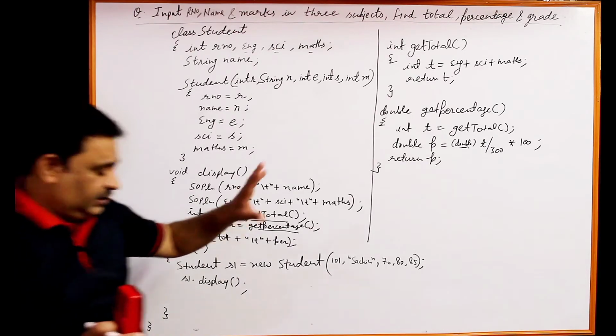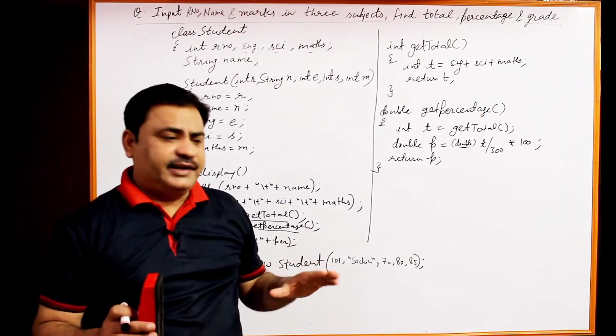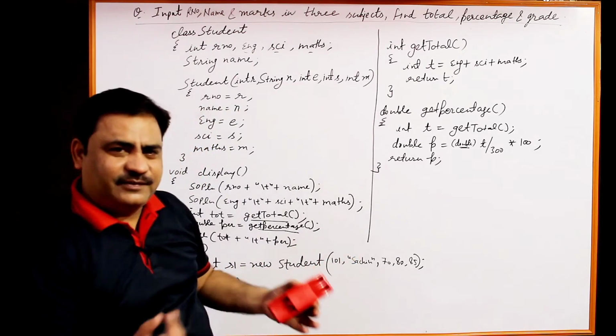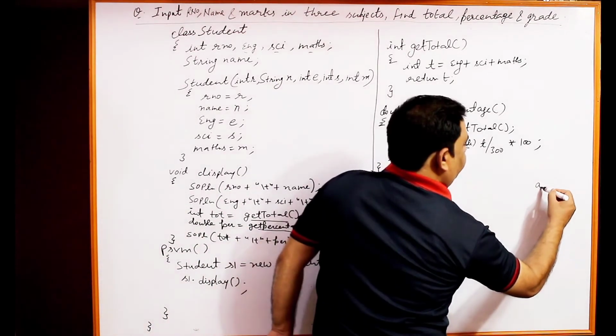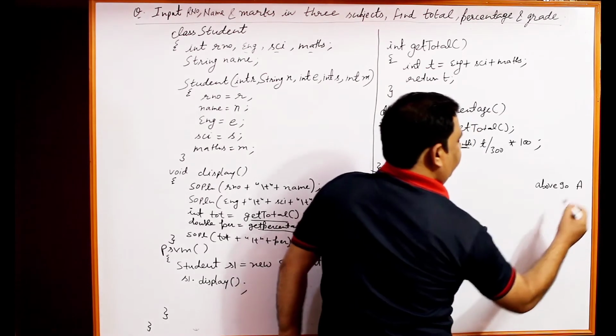Now next is grade. To get the grade you need some criteria. So I am specifying just one criteria here. If marks are above 90, we will give A grade.